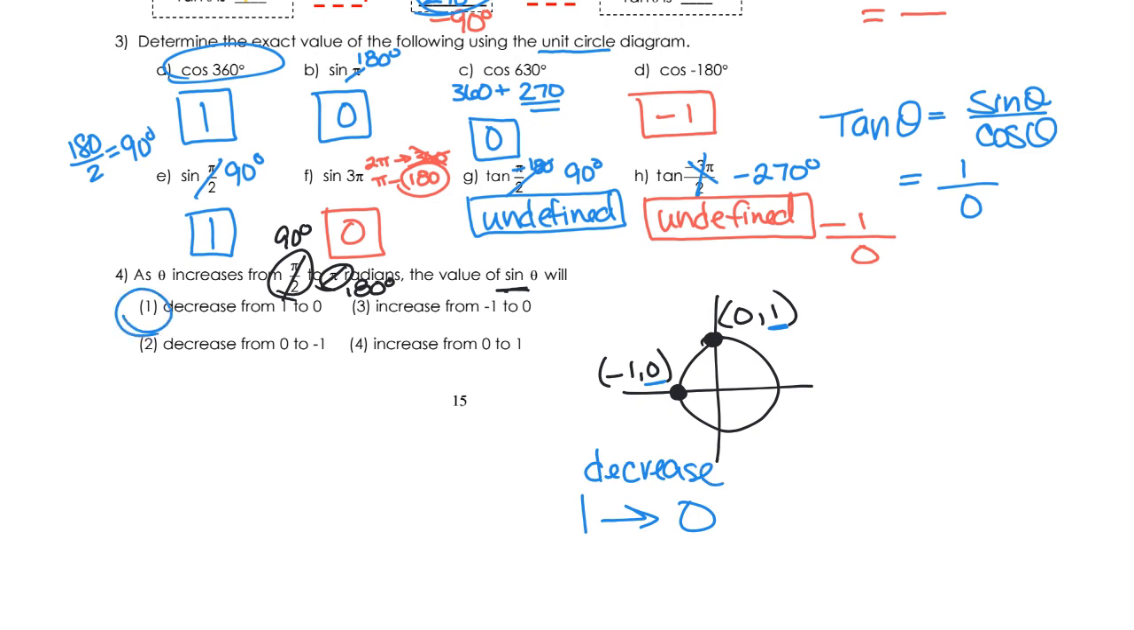Going from 1 to 0 is definitely a decrease. So we're going to pick choice 1. Hopefully that makes sense. It's the only one that has the 1 and the 0, and the 1 has to go first because they're going from 90 to 180. So it's got to be 1. All right, guys. Hopefully that helps, and I'll see you on the next day of notes.